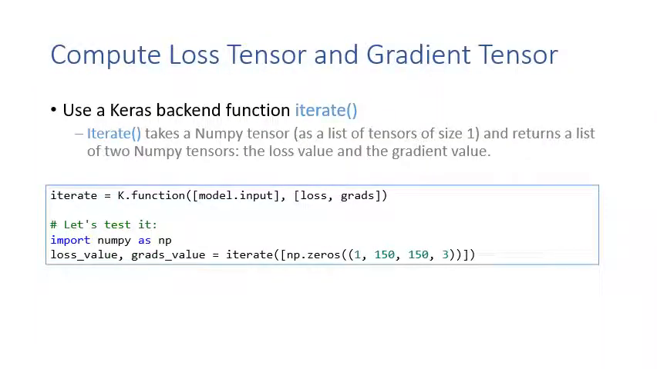Now we can calculate the loss and the gradient tensor using the Keras function iterate. Iterate takes a NumPy tensor and returns a list of two tensors. One is the loss value and the other one is the gradient value. So let's use Keras function iterate and pass the model input, and output the loss and the gradient. We can test it by simply passing some zero data and see if it can output the two tensors.